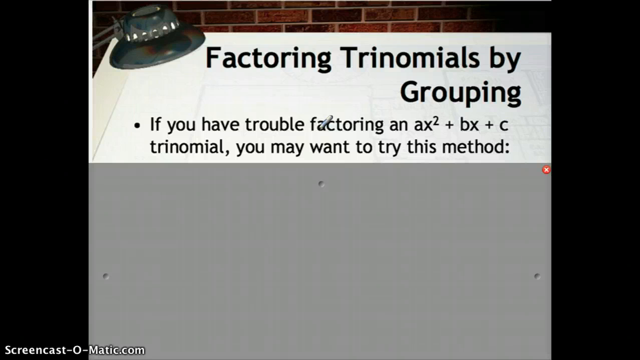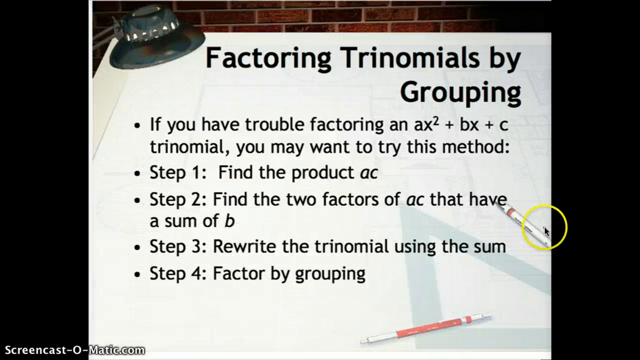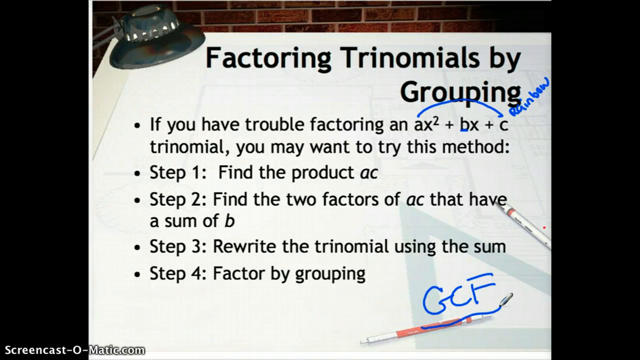So I only do this if you're having a lot of trouble factoring an ax squared plus bx plus c trinomial. Then you can try this method. So the first thing that you want to do is find the product AC. So you're going to take A times C and multiply them together. At State High, a lot of times they call this the rainbow method because they're drawing that little rainbow over the top. Then you're going to find the two factors of AC that have a sum of B, so they add up to B. Then you're going to rewrite the trinomial using that sum, and then finally factor it by grouping. So I will show you how this works. But you're going to always want to get out the GCF first so you don't have a lot of other annoying things to deal with.